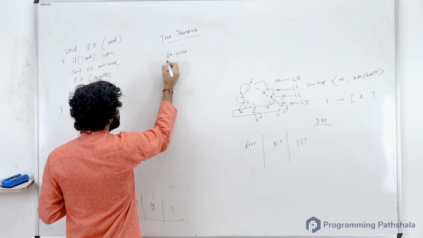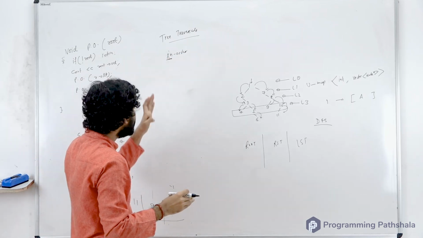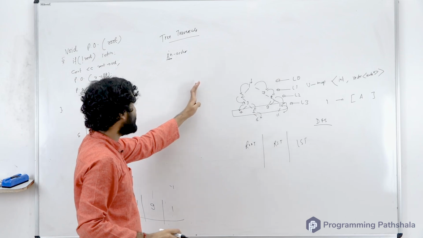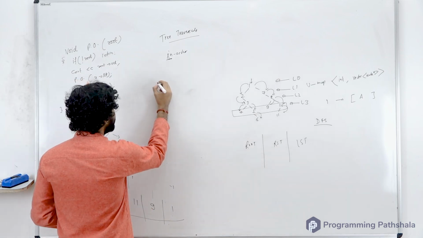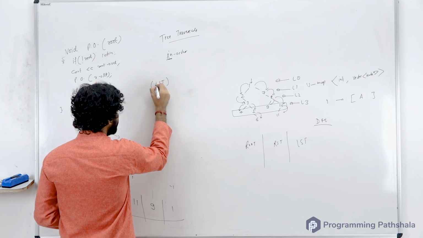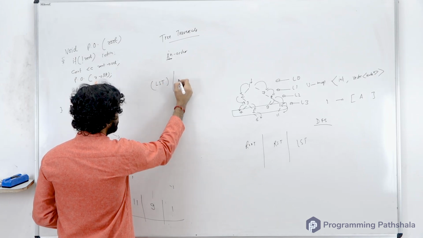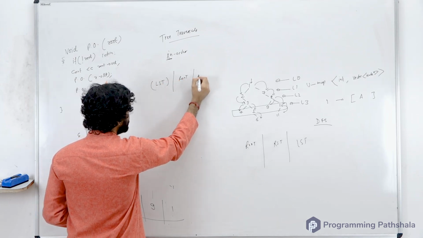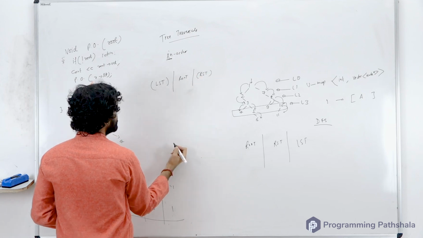So Inorder Traversal, as the name says, means the root will be in between the left and right subtree. So first you will print the entire left subtree, then you will print the root, and then you will print the entire right subtree. So it's just like that.